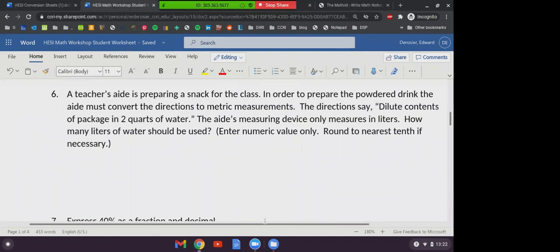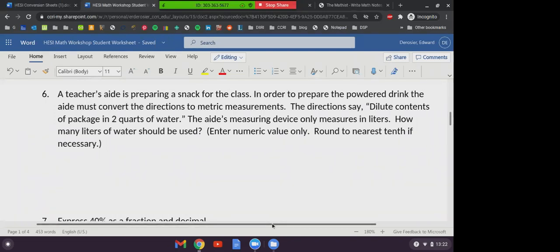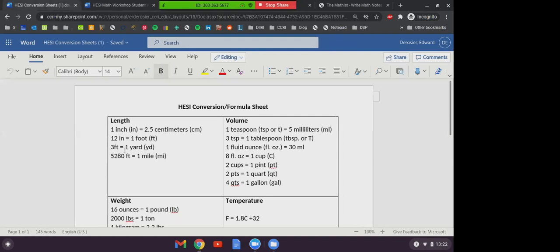Traditionally, a lot of people don't like conversions, and I think it's because they don't know them. The HESI expects you to know some basic unit conversions before you take the test. Here's the sheet. These are the conversions you need to know.